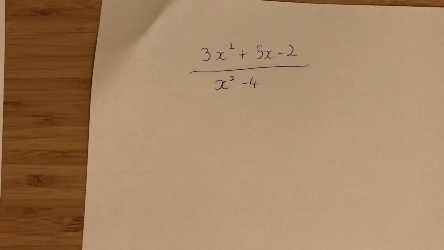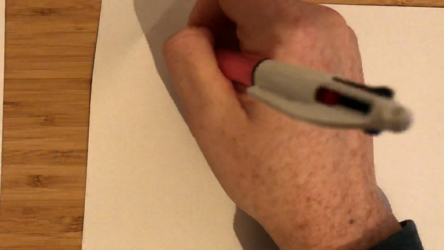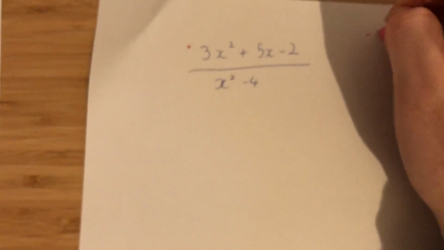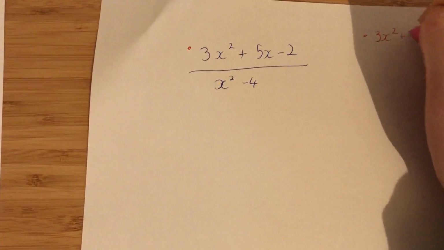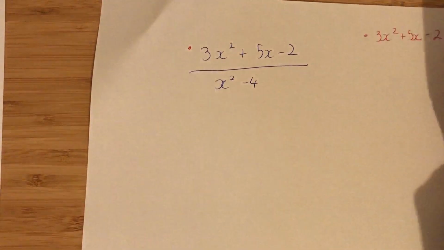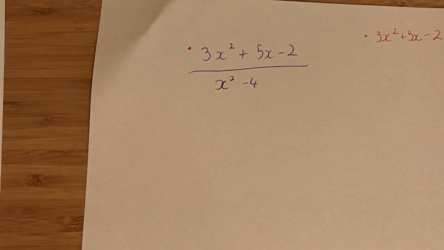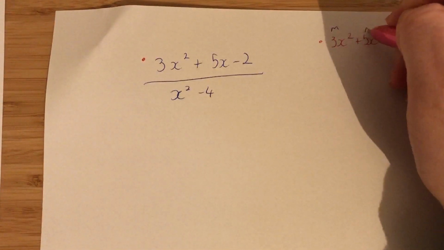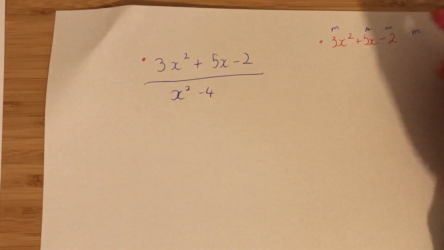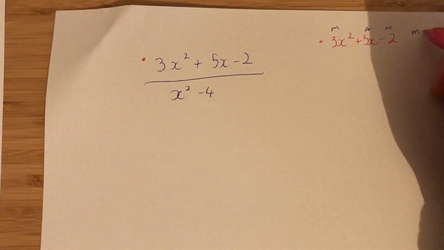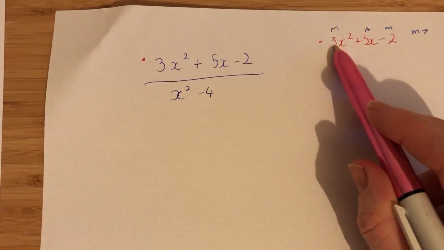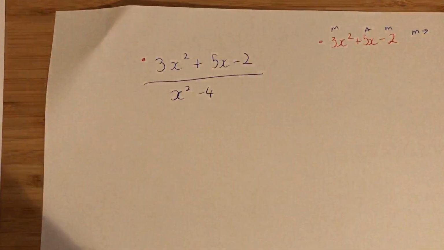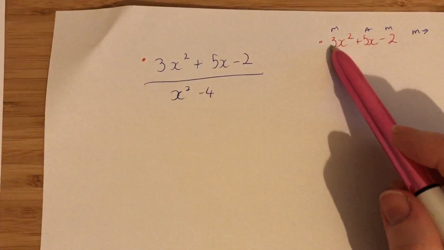Alright, so taking the numerator out to factorise. Got 3x squared plus 5x minus 2. Is there a highest common factor? No, there's not. It's not a difference of 2 squares, so we're looking at a trinomial. Now, this one's got a coefficient in front of the x squared, so we're going to include that here. We're going to use a slightly different method, which you can look back on in the factorising tutorials.